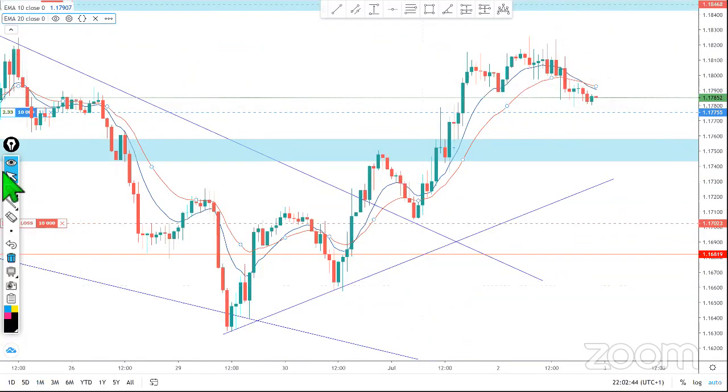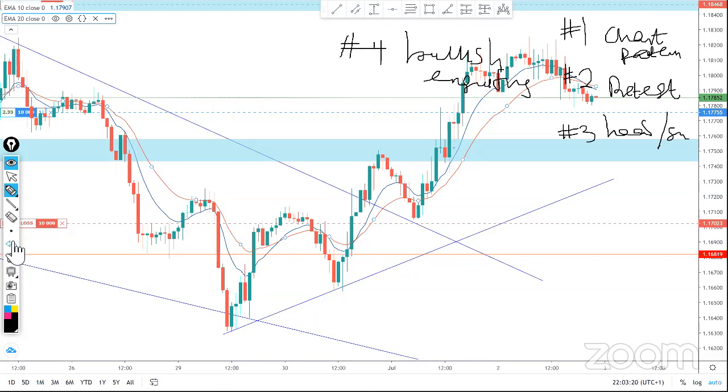Let's clean this chart right here. You can see now my 10 and the 20 EMA. The blue line is my 10, while the red is my 20. You can see how they support the bullish engulfing bar. They acted as dynamic support. So this is the 5th confluence factor supporting this rally upward.